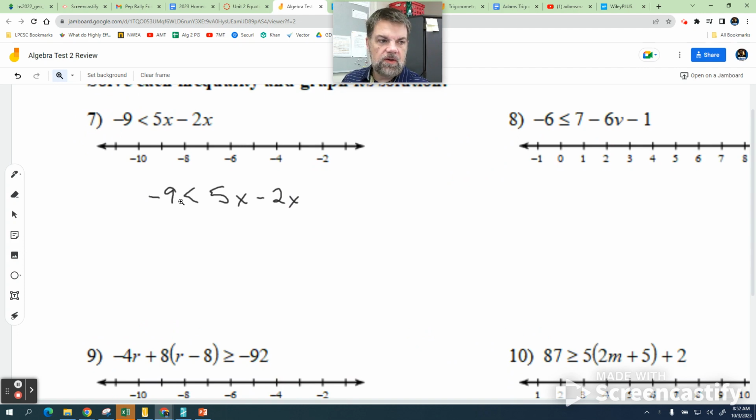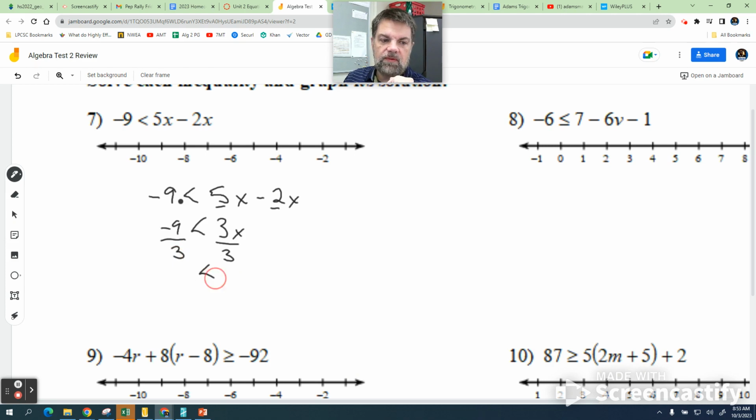What I'm going to do is, first of all, can I combine like terms? Yeah. So what's 5x minus 2x? If I have 5 x's in my hand and I take 2 away, what am I left with? 3x equals negative 9. Now to get x by itself, the 3 is being multiplied by x, so to get it away from the x, what do I do? Divide by 3 on both sides. Remember, whatever I do on one side, I have to do to the other.